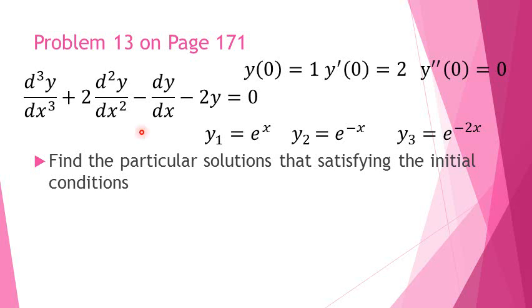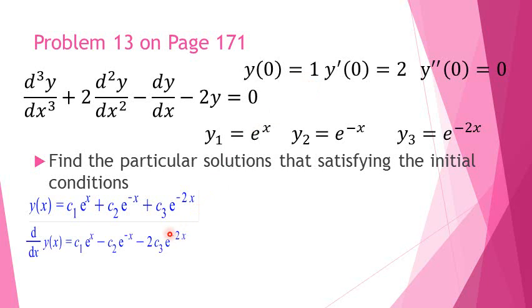So how do we find these constants, C1, C2, and so on? Well, we have a homogeneous differential equation right here, and we have three initial conditions right here, and we are given three solutions to the differential equation. So I create an equation y by applying the principle of superposition. And now to find C1, C2, and C3, I need to apply the initial conditions. So I'll need the derivative of my y, and I'll need the second derivative of my y.